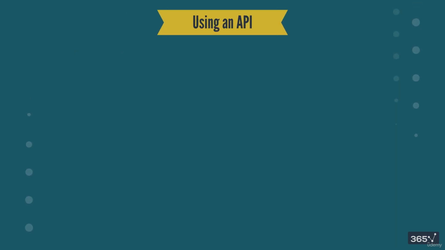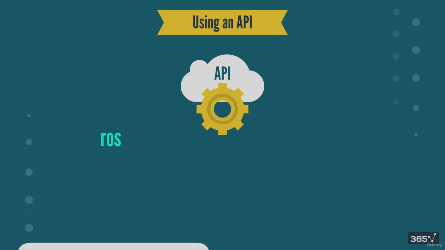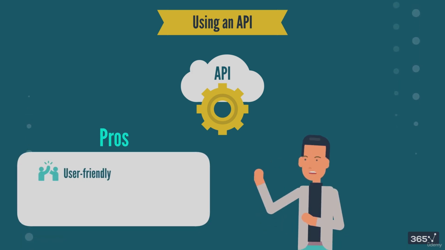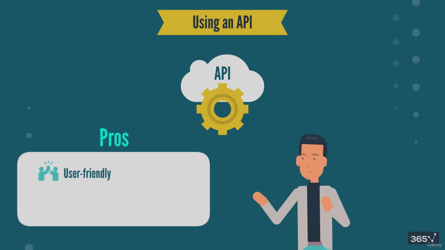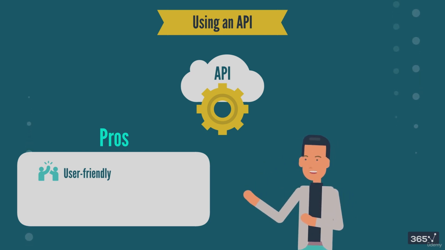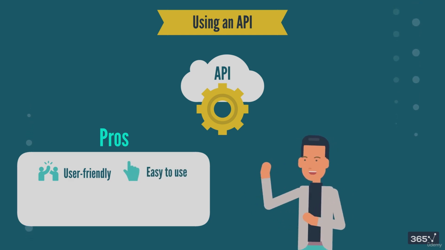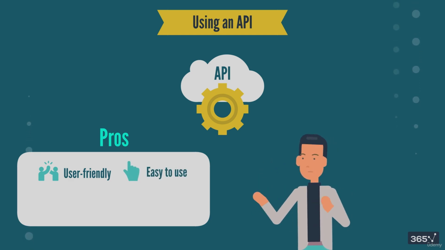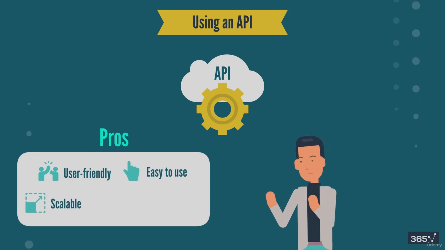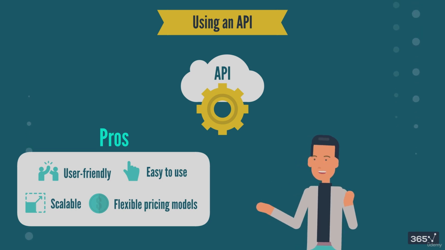Okay, let's now address the second option: accessing LLMs through APIs offered by third-party providers. This approach can dramatically simplify the integration process. It's user-friendly and requires no specialized hardware or extensive technical background, making it an excellent entry point for new LLM developers. Other advantages of this method include ease of access to LLM technology, scalability to accommodate growing user demands, and flexible pricing models that adapt to your project size and scope.